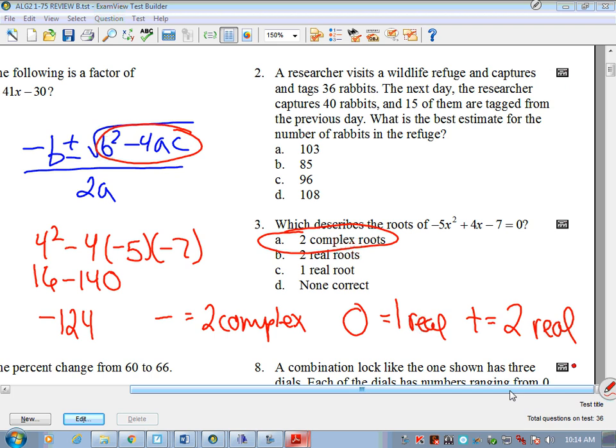You need to be able to plug those numbers in. Do we understand why we used 4 squared minus 4 times negative 5 times negative 7? Right? And we see how they fit into this b squared minus 4ac.